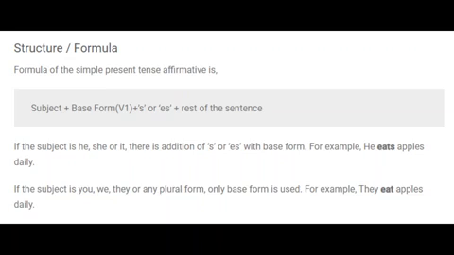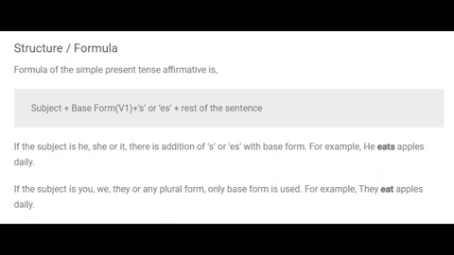Structure of formula. Formula of the simple present tense. Affirmative, that means yes sentence. Subject plus base form, that means original form, verb 1, first form of the verb, plus s or es, plus rest of the sentence. For example, if the subject is he, she or it, there is addition of s or es with the base form. For example, he eats apples daily. He is the subject, eat is the base form of the verb, apples daily.